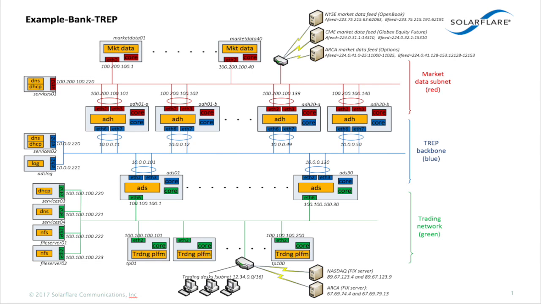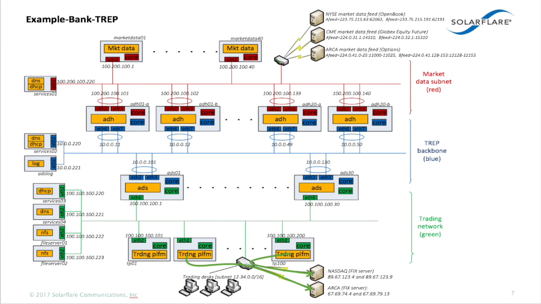Here we have an example Thomson Reuters enterprise platform. We have the market data network in red, the TREP backbone in blue, and the trading platform in green. Market data comes in at the top, and trades are executed at the bottom. We're going to use SolarSecure to protect all of its servers.